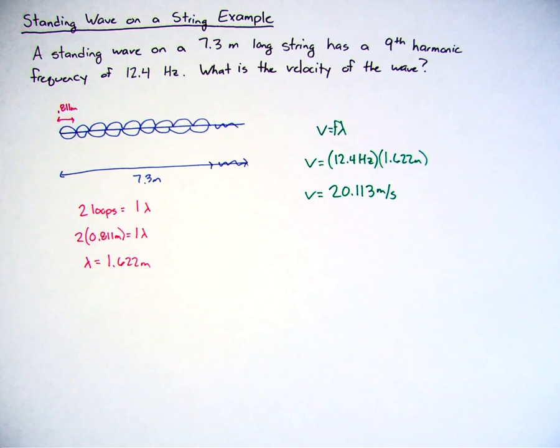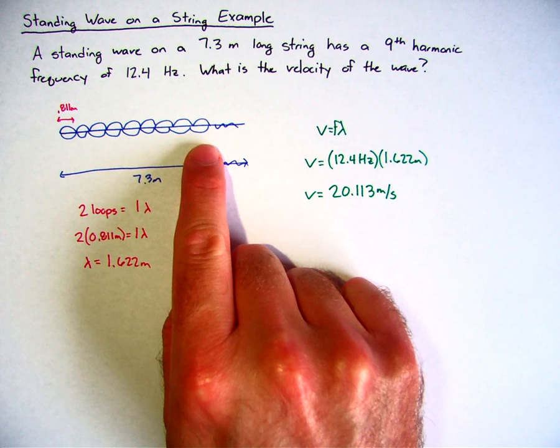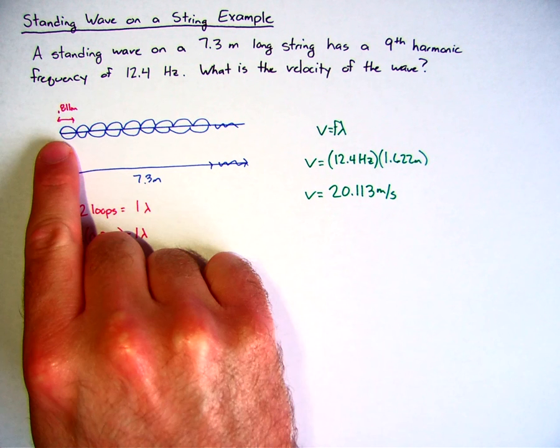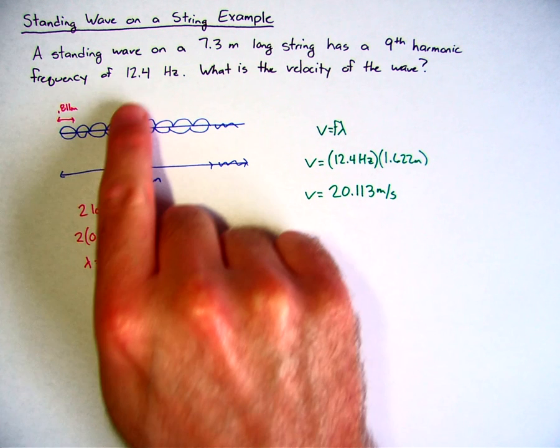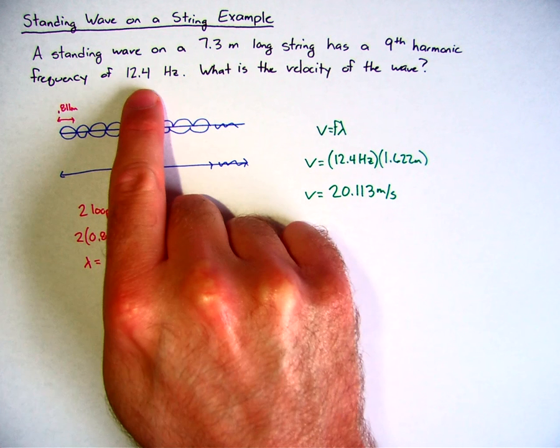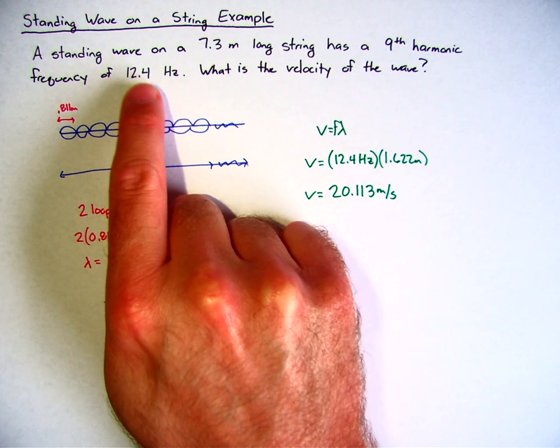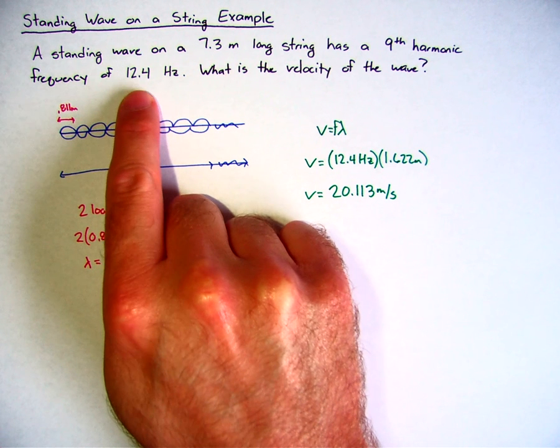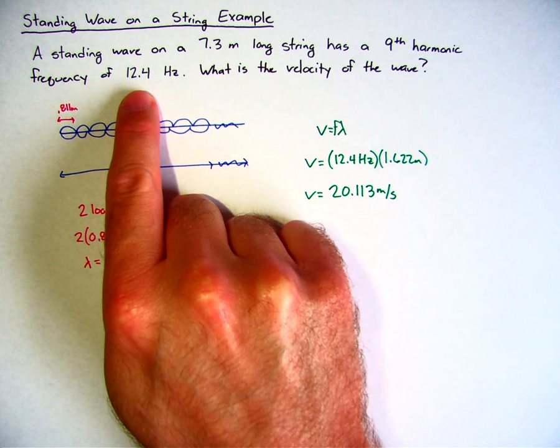meters per second. I just want to point out this is not the only way to solve the problem. This is one way to look at it, and that's just drawing out the picture and then figuring out the wavelength when you have your ninth harmonic. The other way to do this is if you understand that the frequency is a multiple of your fundamental, you can take that frequency of the ninth harmonic, divide it, and get your fundamental frequency.